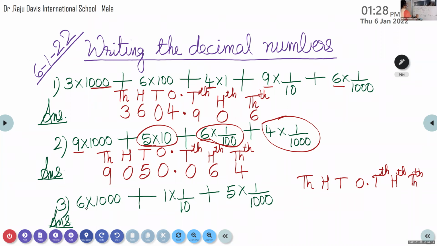First number six, where will it go? In the thousands place. Next one, after the point, under which place? Tenth place. One. Then five, in the thousandth place. Okay. What do we have to do in the other places? You have to put zero. In the hundreds, tens, ones, zero. And put a point over there, and here also you put a zero. Now read the number. 6,005.105. That's good. Thank you.